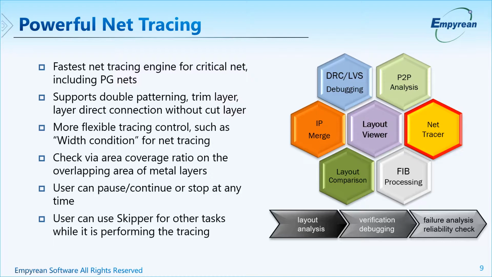Skipper's net tracer is very fast. This is particularly important when you need to trace the PG nets, which will choke most chip finishing tools. Skipper Net Tracer supports modern technologies all the way to 7 nanometer. Skip Tracer will not stop you from doing your normal work while it is running the tracing. Since the Skip Tracer is running in a separate thread, you can use Skipper normally while it is performing the tracing in parallel.